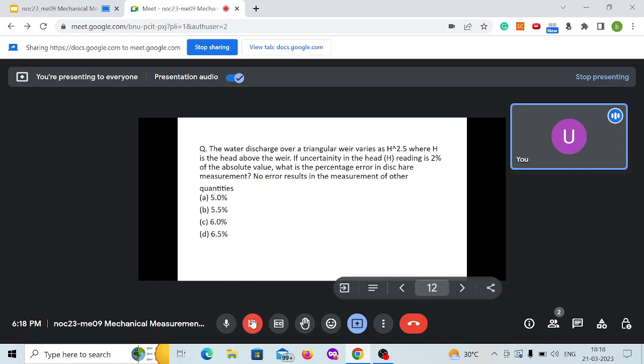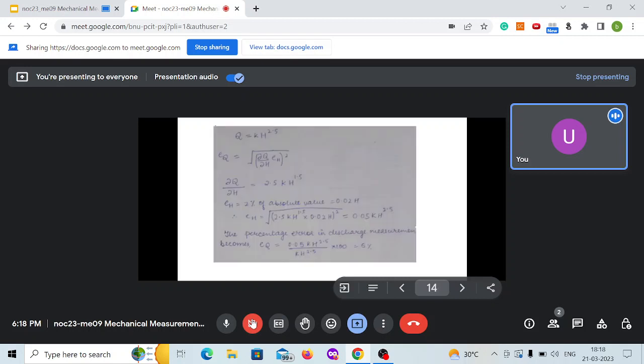The water discharges over a triangular weir. So you have uncertainty of h and the relation for discharge and h, how it varies. The answer for this is 5%. We'll see how we get it. We know the discharge Q is some constant k times h raised to power 2.5.